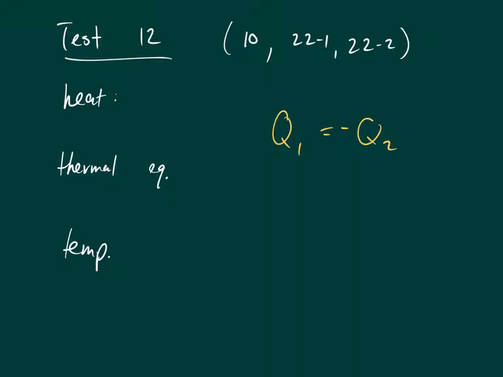What is the Q in this problem equal to? Is it MC delta T, or is it ML? Do I use MC delta T for both parts here, or ML for both parts? Which one is it? Why? There's a delta in temperature. M1 C1 delta T1 equals negative M2 C2 delta T2.